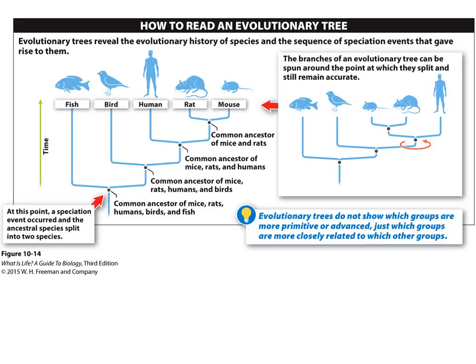Well, there's another common ancestor to birds, humans, rats, and mice. There was a split there as well, a different speciation event. So one branch went off into birds and the other branch went into humans, rats, and mouse. So those are all mammals, right? Well, there's another speciation event. So one's going to eventually go off into humans and the other branch is going to go off into rat and mouse.